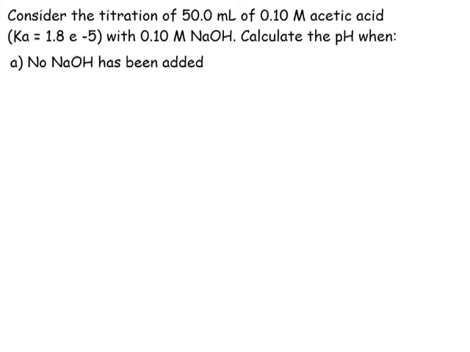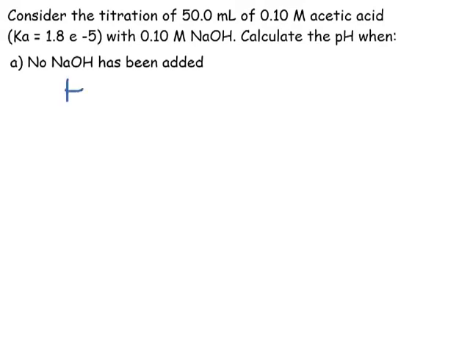Okay, so consider the titration of 50 milliliters of 0.1 molar acetic acid with 0.1 molar sodium hydroxide. Calculate the pH when no sodium hydroxide has been added. Well, because no sodium hydroxide has been added, we can just treat this as a normal weak acid problem. So let's write our reaction first.